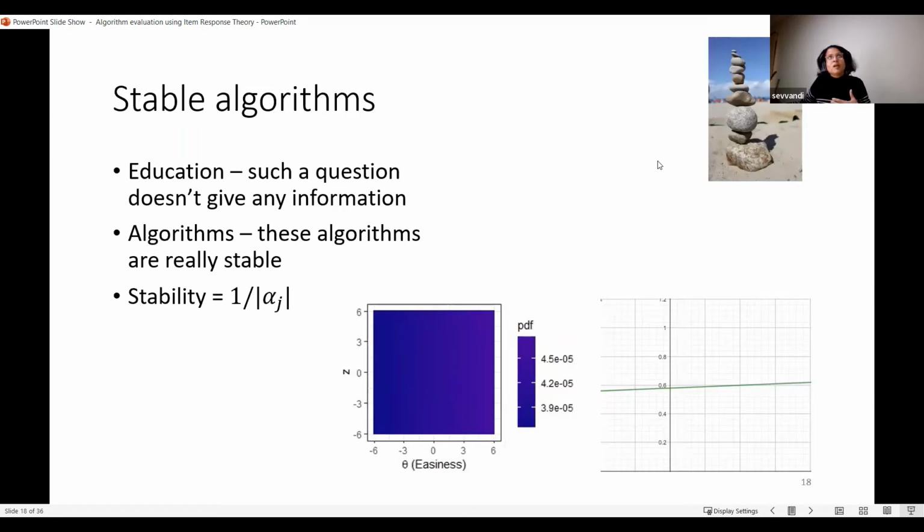So a stable algorithm looks like this. In the sense, when your theta increases, it doesn't really make much of a difference. And in education scenarios, if you have a non-discriminative question, that would mean a very easy question or a very difficult question, and both of those wouldn't give us some information, right? But in algorithm evaluation, we want to know about those algorithms because they're pretty good algorithms.